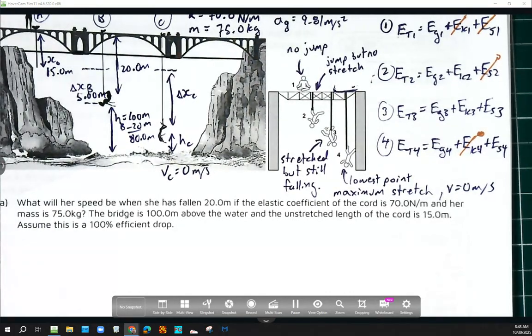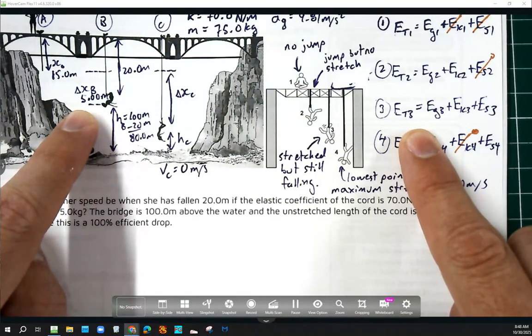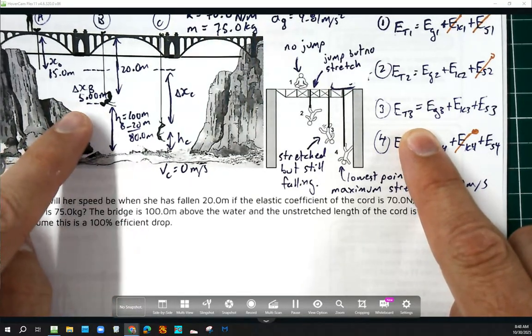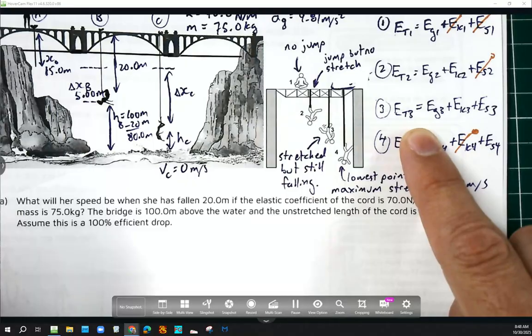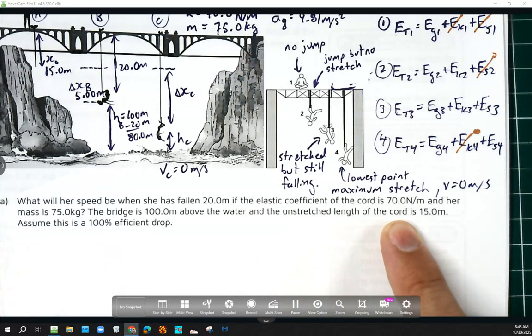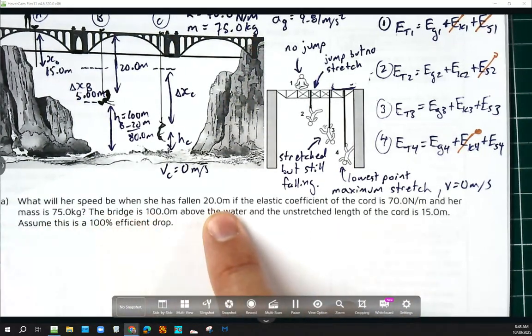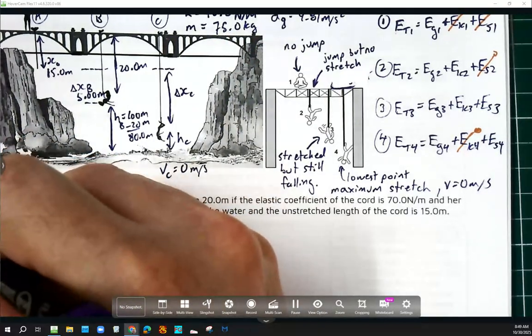Which equation should I use? 1, 2, 3, or 4? What do you like, Will? 3, okay. What's another one I should use? 3, remember, is when she's gone beyond the stretch of her slack cord. Has she gotten beyond the stretch of her slack cord, or is she just at the end of her slack cord on this one? Let's read it again. The bridge is 100 meters above the water. Unstretched length is 15 meters. She'll be when she's fallen 20 meters. Has she stretched the elastic yet? Seems so, okay.